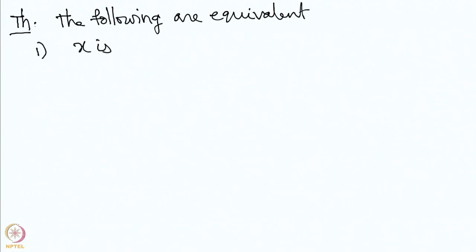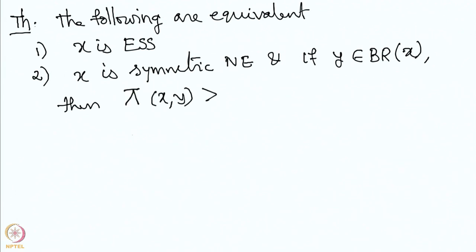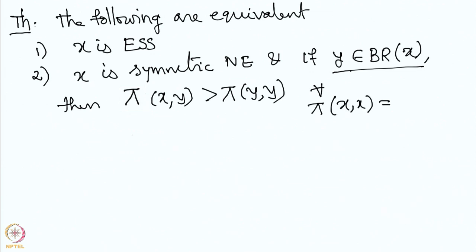One, x is ESS. Two, x is a symmetric Nash equilibrium, and if y is a best response to x, then pi x y is strictly greater than pi y y. This is true for all y which is a best response. What is the best response to x here? It means pi x comma x is the same as pi y comma x. Whenever y is a best response to x, pi x x is the same as pi y x, then pi x y has to be strictly bigger than pi y y.